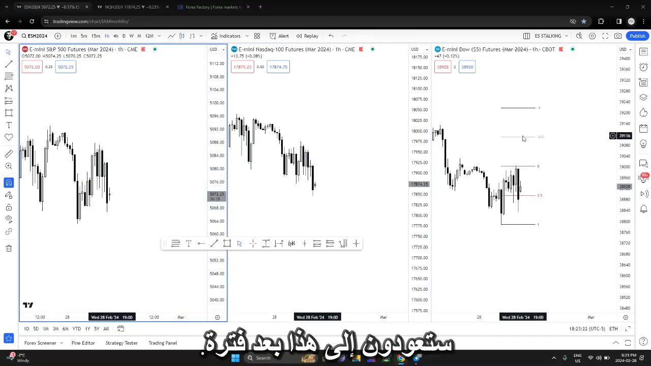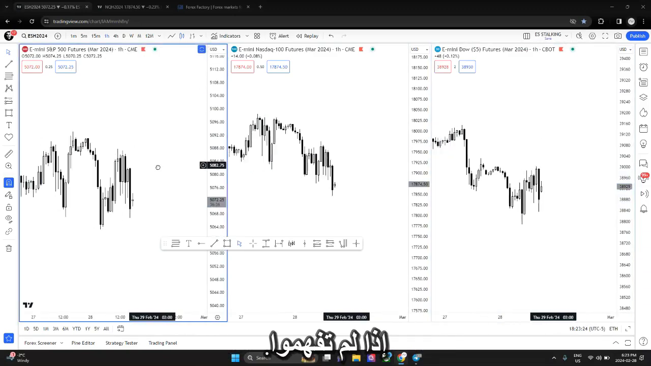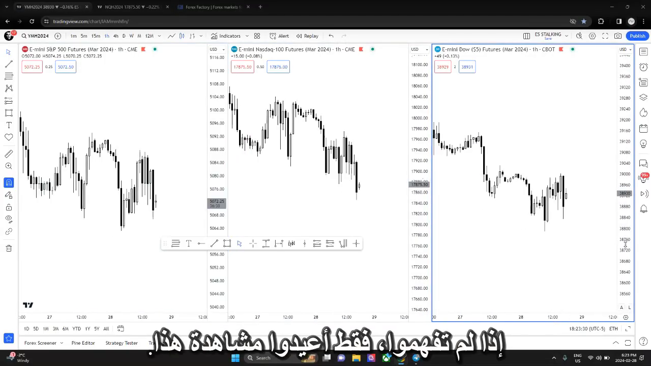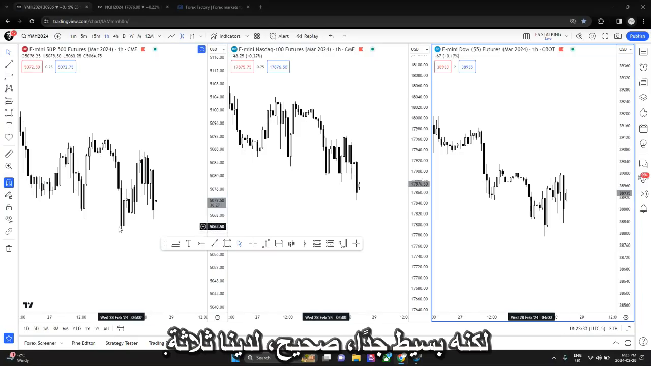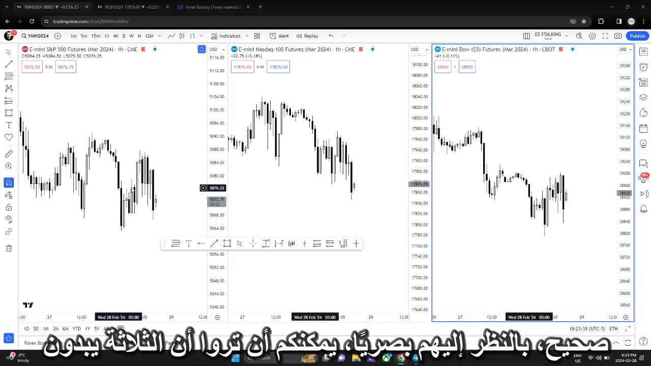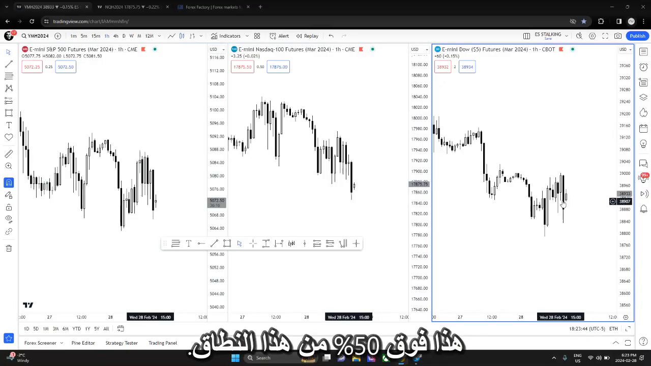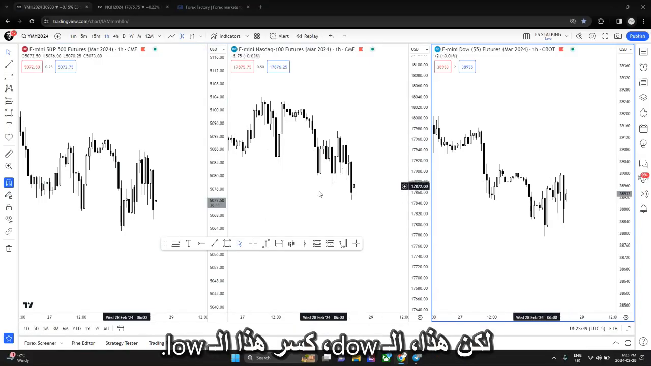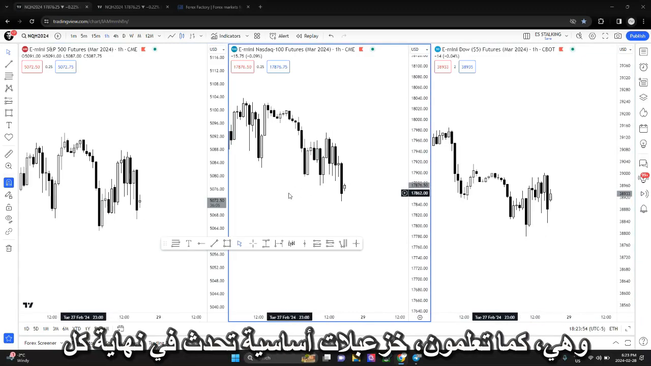You'll come back to this over some time if you don't understand, and then you'll probably get it then. If you don't understand, just rewatch this. But it's pretty simple, right? We have three. Visually looking at them, you can see that the three of them look different, right? This is above the 50% of this range. This is below the 50% of this range, but it didn't take this low. But this one, the Dow, took this low out, which is basic shenanigans that happen at the end of each month.